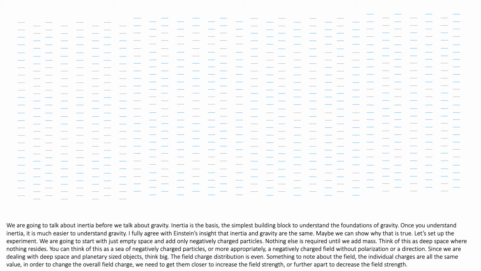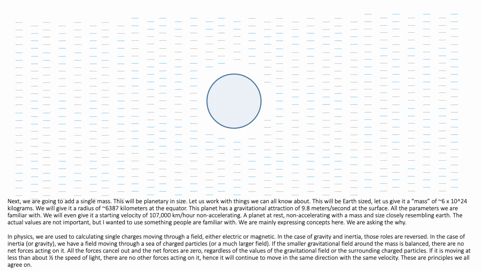Something to note about the field. The individual charges are all the same value. In order to change the overall field charge, we need to get them closer to increase the field strength, or further apart to decrease the field strength. Next, we are going to add a single mass. This will be planetary in size.